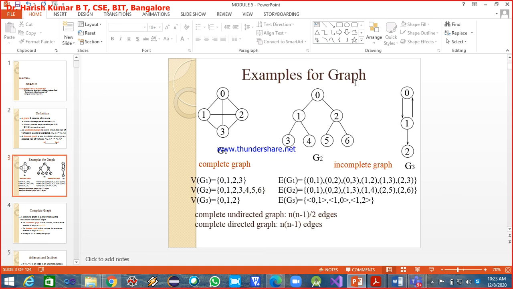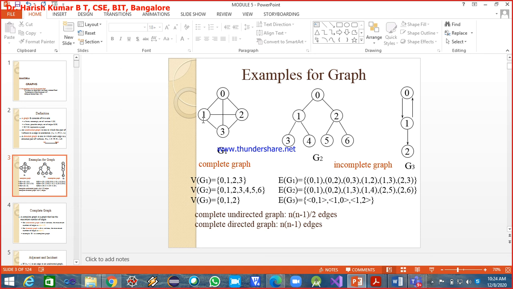Next, here are a few examples of graphs. Three examples are shown here. This is the complete graph. Why is it a complete graph? Because from each node there is a path to every other node. Take node 0. Node 0 is connected to all other nodes: node 0 is connected to 1, to 3, and to 2.